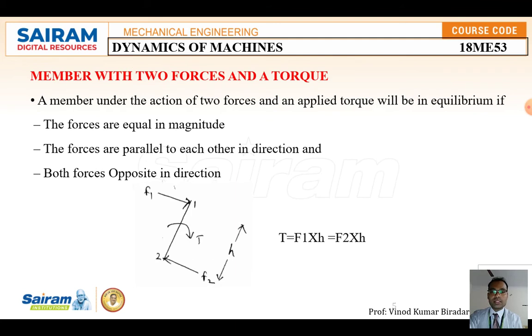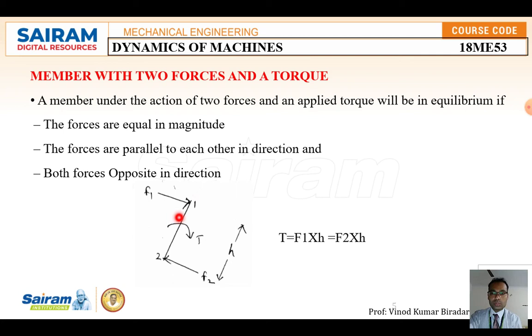Okay, the last one is: state the condition for a 2-force member with torque. Normally, what is the condition for a 2-force member on a given element? The two forces should act opposite each other, in the same line, and with the same magnitude. That is for only the 2-force member. But with torque, look at the diagram here.